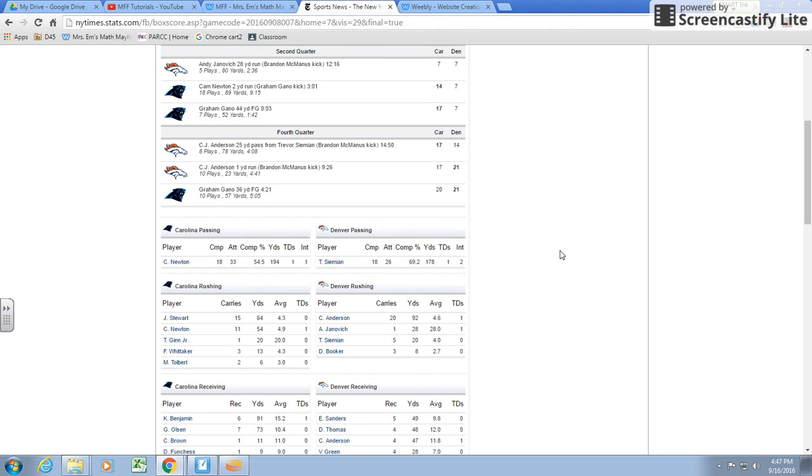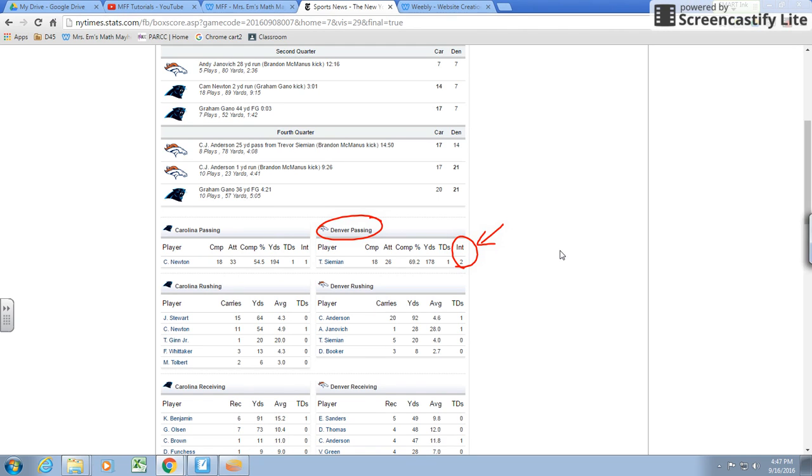The thing to remember is if your defense is Carolina, then that means you need to look at the opposing team, so Denver in this case, the opposing team's statistics, because it's because of Carolina's defense that, for example, your player threw 2 interceptions. So that is because the Carolina defense got that. So you need to look at the other team's stats. You need to look at their quarterback's interceptions. So in this case, there were 2 interceptions.